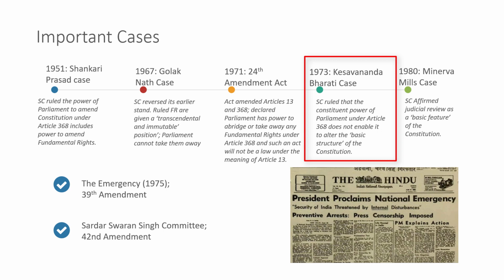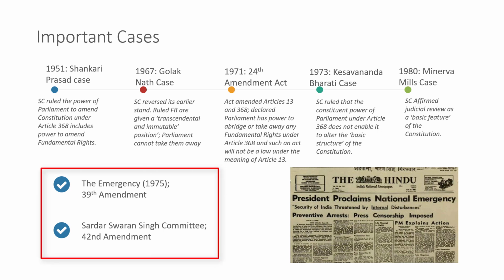However, at the same time, it laid down a new doctrine of the basic structure or the basic features of the Constitution. It ruled that the constituent power of the Parliament under Article 368 does not enable it to alter the basic structure of the Constitution. This means that the Parliament cannot abridge or take away a fundamental right that forms a part of the basic structure of the Constitution.